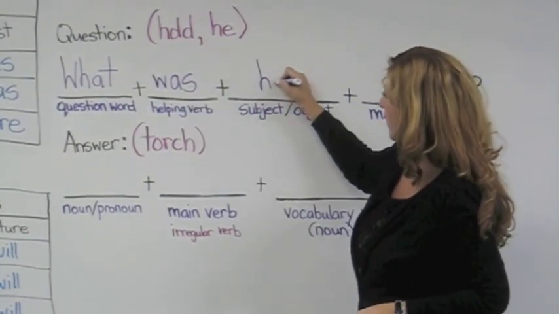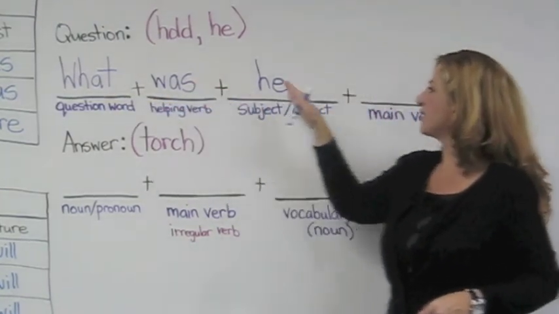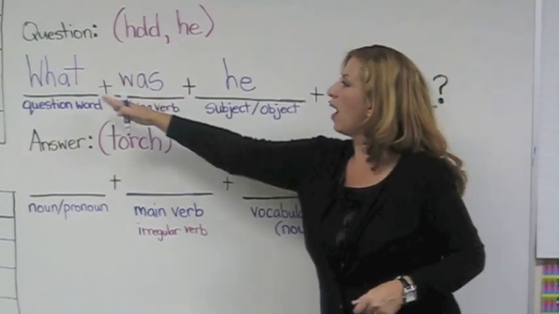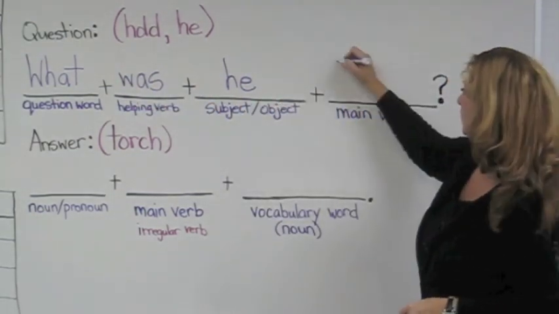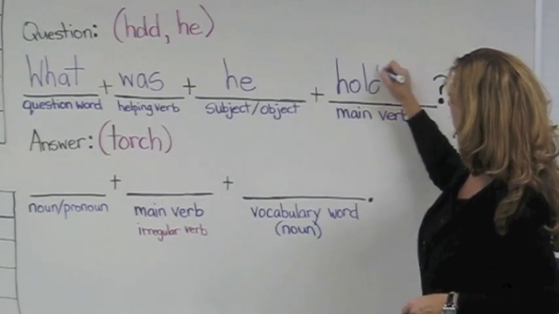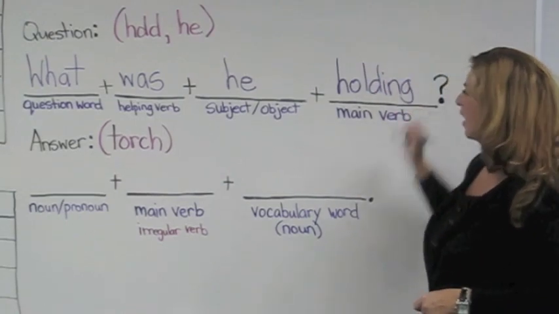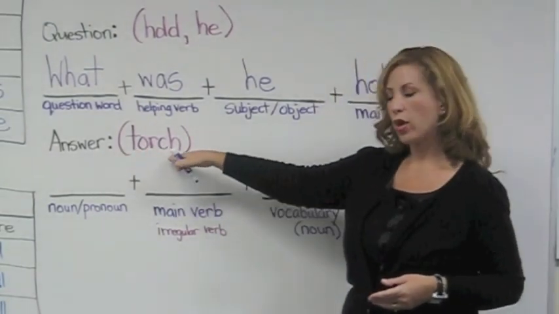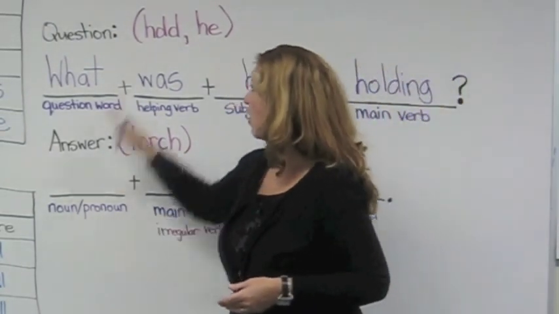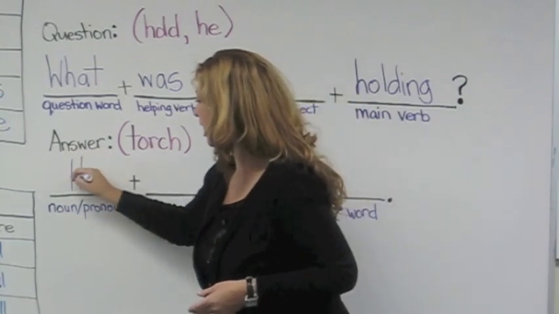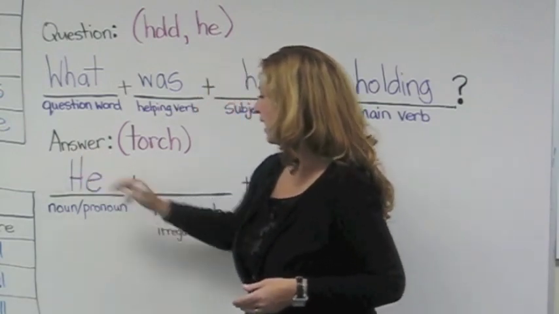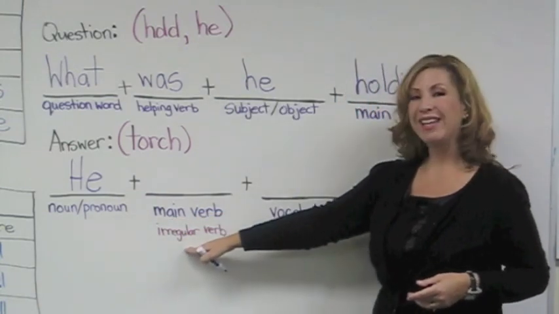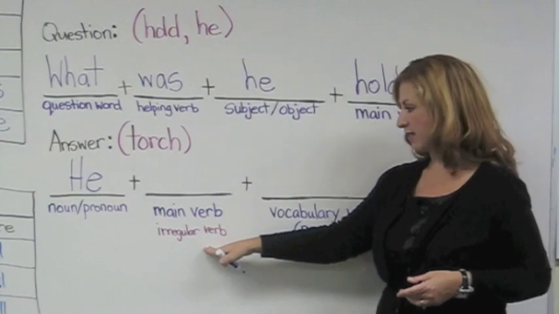He is our subject. What was he, and our main verb is to hold, so we need to conjugate. What was he holding? What was he holding? The answer is torch. So the noun is he, and again we begin with the capital letter. He.